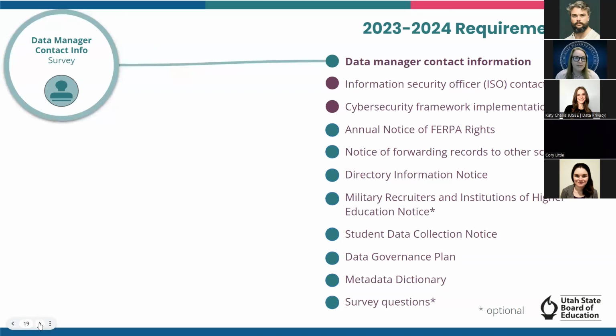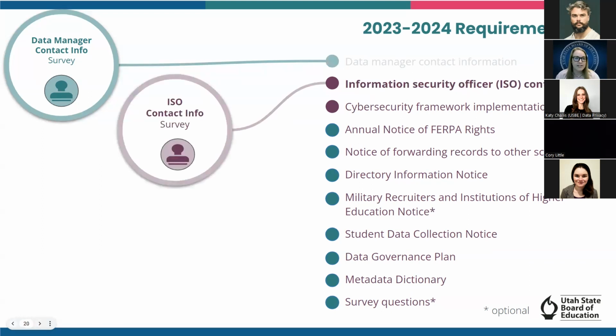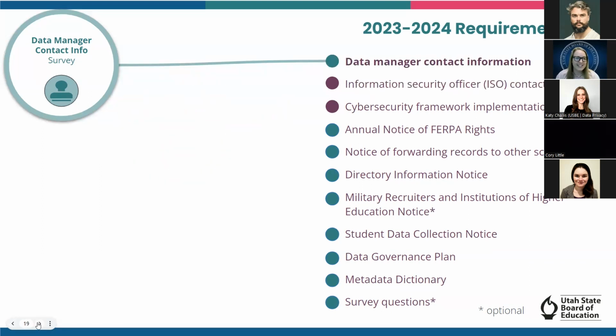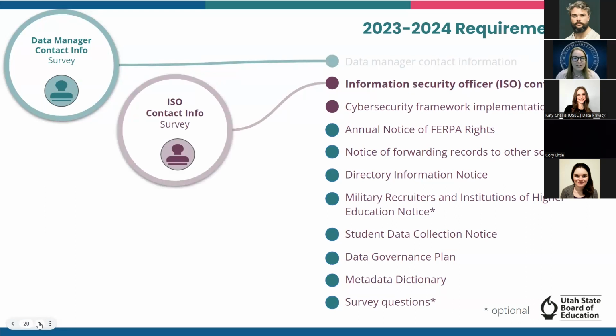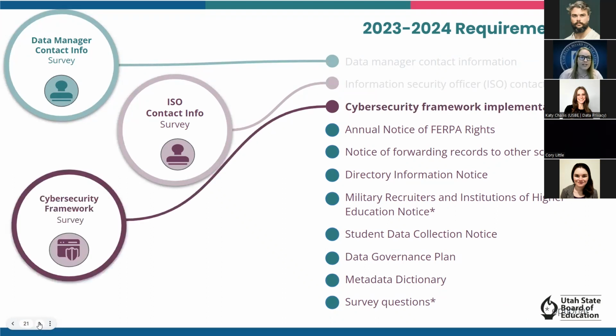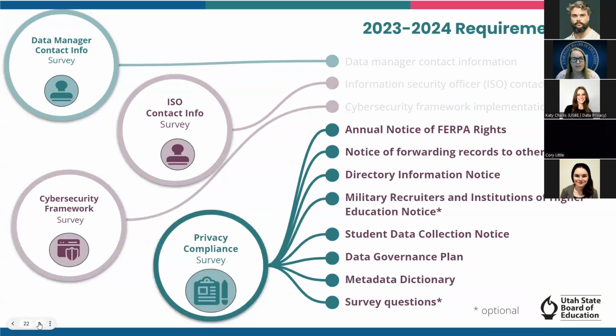All right, so first up, we have the data manager contact info survey. And then we also have the information security officer contact info survey. The cybersecurity framework implementation is going to be, like I said before, for the ISO. And then all the rest of this part is the privacy compliance survey. So each of these elements is going to be part of the privacy compliance survey.